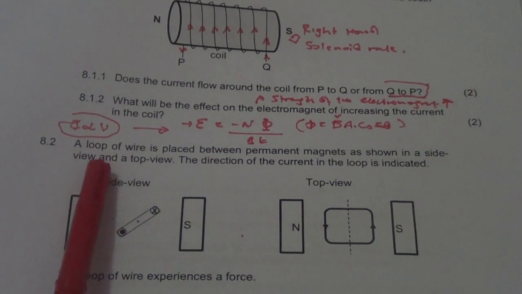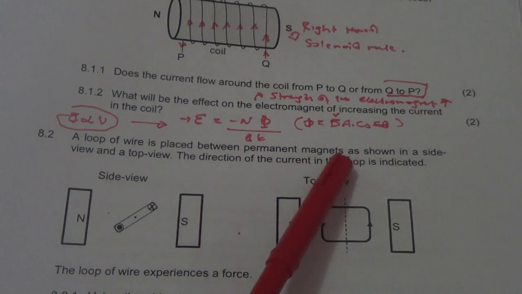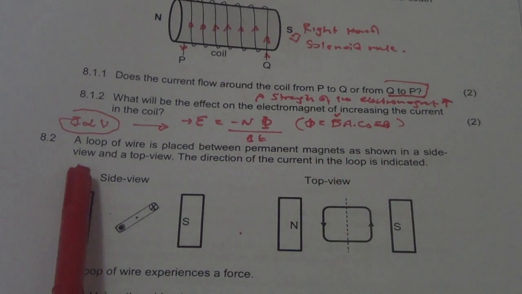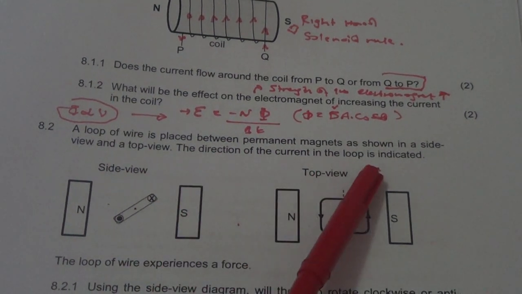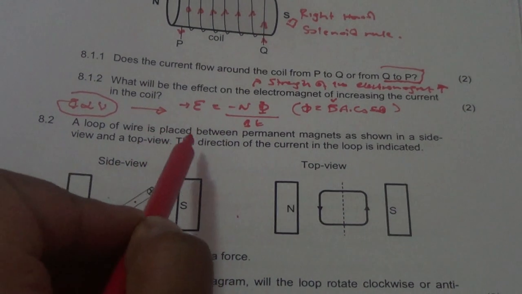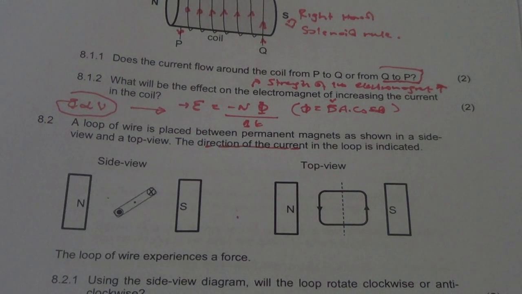Now, 8.2 says, a loop of wire is placed between permanent magnets as shown in a side view and a top view. The direction of the current in the loop is indicated. So already we have a current in the loop. You know what happens if you have a loop placed in a magnetic field and there's a current through the loop. That is essentially a motor, right?